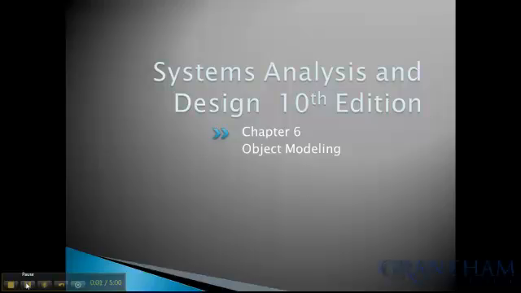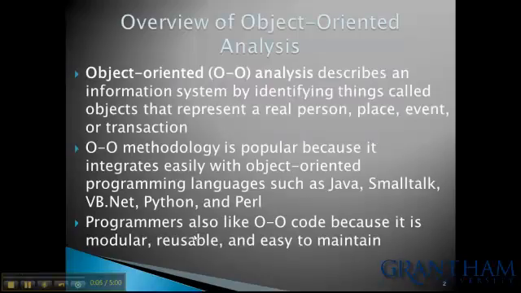Discussing object modeling. Object-oriented analysis describes an information system by identifying things called objects that represent a real person, place, event, or transaction.